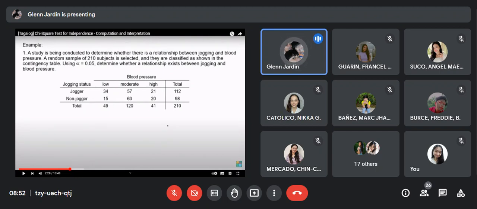A study was conducted to determine whether there is a relationship between jogging and blood pressure. A random sample of 210 subjects is selected and classified as shown in the contingency table. A 0.05 level of significance was used. Let's see if there is a relationship between jogging and blood pressure. This is the data: blood pressure low, moderate, and high, for joggers and non-joggers.